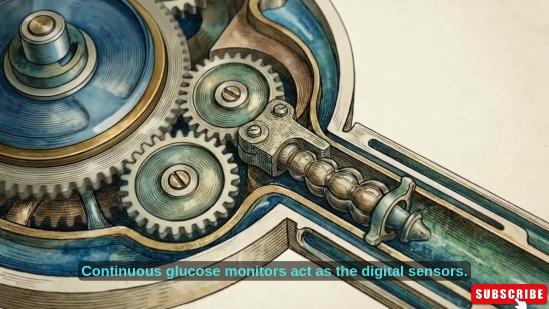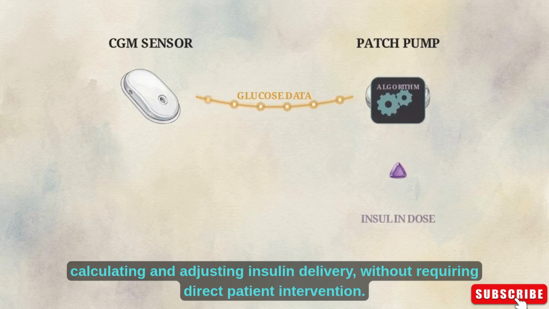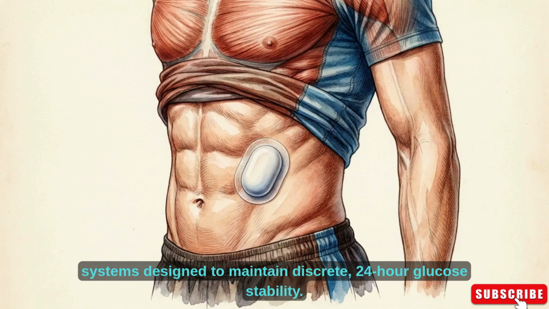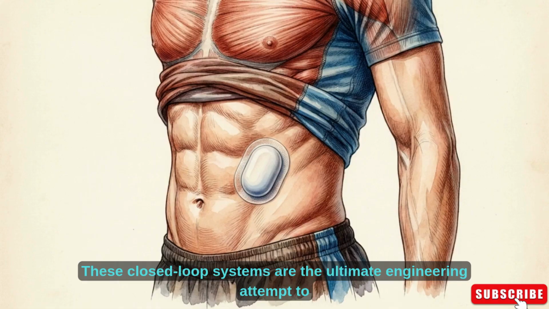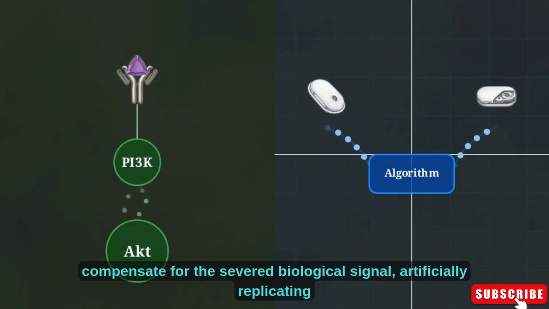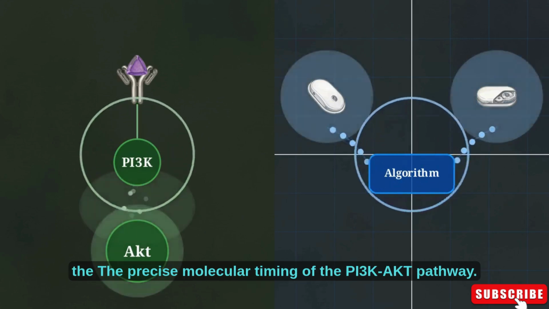dosing. The patch pumps process the CGM data, continuously calculating and adjusting insulin delivery without requiring direct patient intervention. The hardware itself has evolved into tubeless, highly interoperable systems designed to maintain discrete, 24-hour glucose stability. These closed-loop systems are the ultimate engineering attempt to compensate for the severed biological signal, artificially replicating the precise molecular timing of the PI3K-AKT pathway.